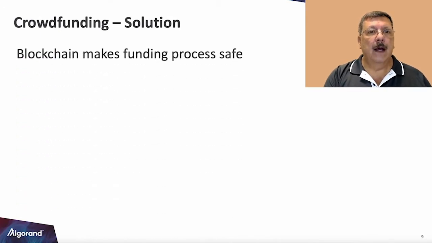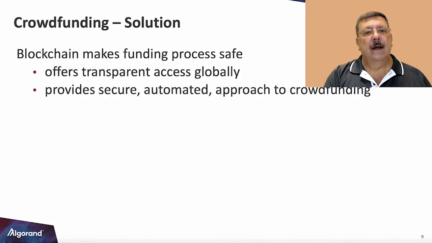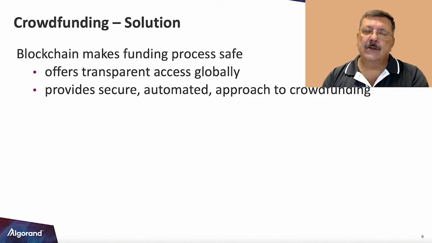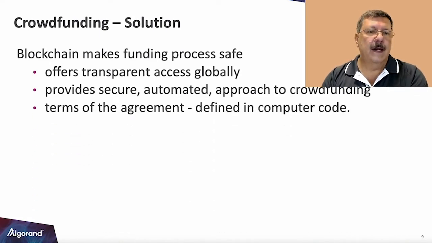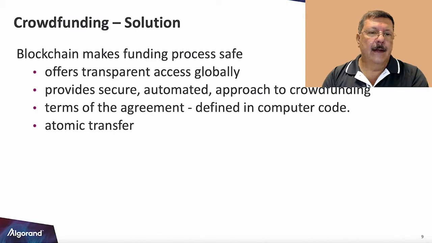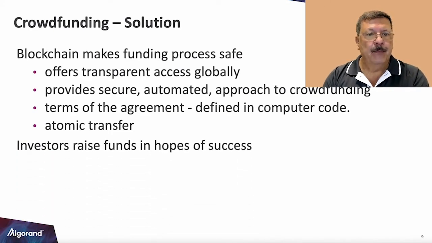So the solution, blockchain makes the funding process safe. It offers transparent access globally. It provides a nice, automated, secure approach to crowdfunding. And the terms of agreement are defined in computer code, typically a smart contract, for example. And atomic transfers are important on this. You want everything to complete. You want payment to go from A to B and then B to C, and it doesn't work unless all of that is done. So that would be the atomic piece to that.